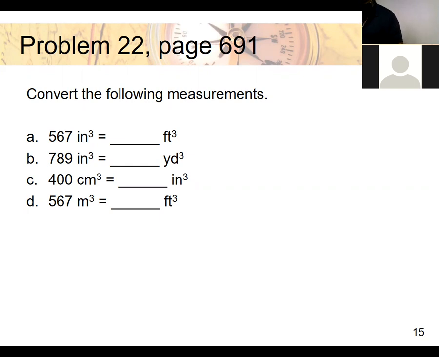Okay, and then we're dealing with dimensional analysis, where we were converting from one cubic unit to another. And the one that I left off was, I did A and B in class. I'll just do C, but I'm gonna leave D off.